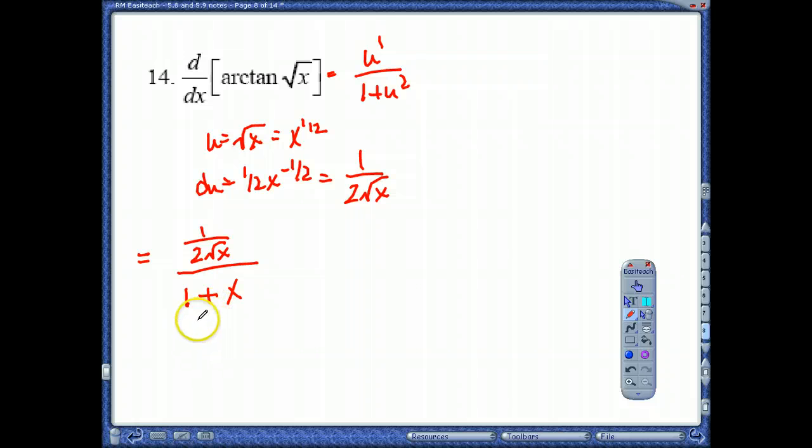And then it is good if you flip and multiply, try to get rid of your compound fractions. So I'm going to put that over 1. There's my division bar. And I'm going to flip and multiply. So I will have 1 over 2 square root of x times 1 plus x.